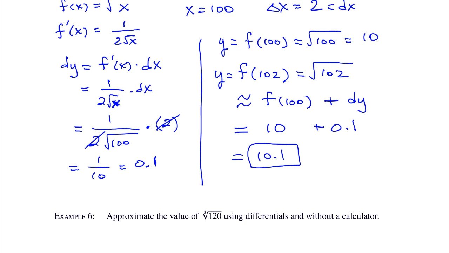Go ahead with your calculator and actually compute the square root of 102 and see how close it is. I think you'll be surprised. Well, you shouldn't be surprised because that's what I'm teaching you for now. You should get 10.099 or something like that. I mean, that's almost on the money. Okay, go ahead with your partner and work Example 6.